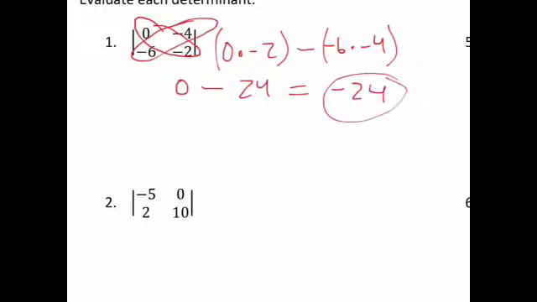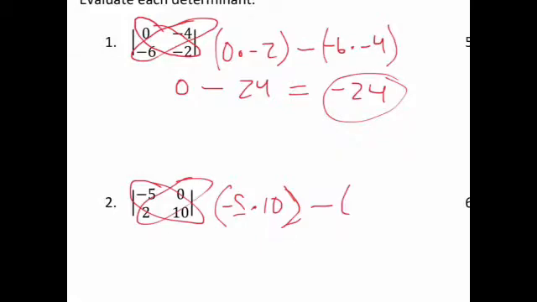And there's number 1. You're going to take the main diagonal, times them together. Apparently my stylus is freaking out. And you got to subtract the other ones times together. So you'll get negative 50 minus 0, which is negative 50.